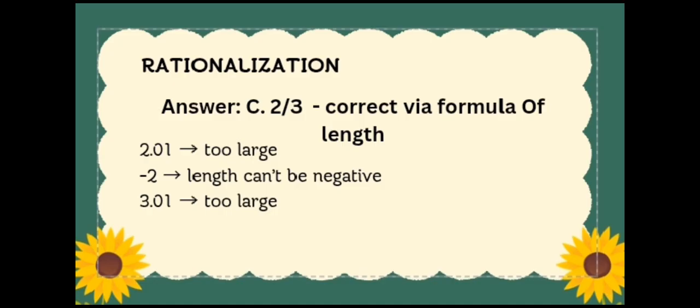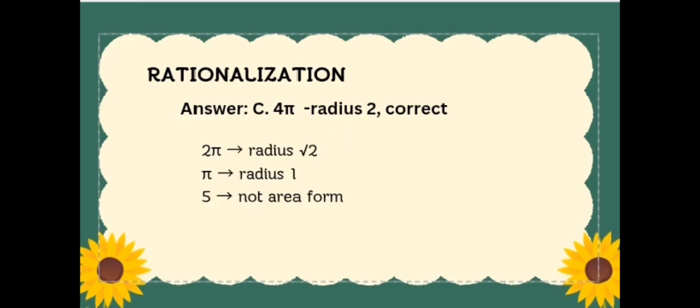They use the formula of the length. So 2.01 is too large. And the negative 2 here, the length can't be negative. And 3.01 is too large also. Therefore, the answer is letter C.